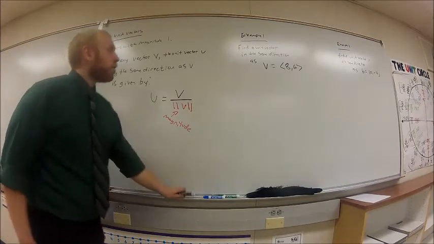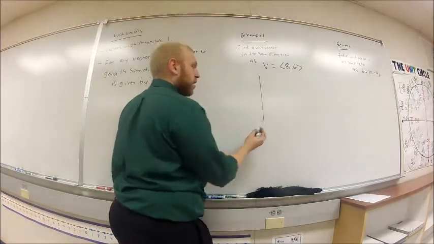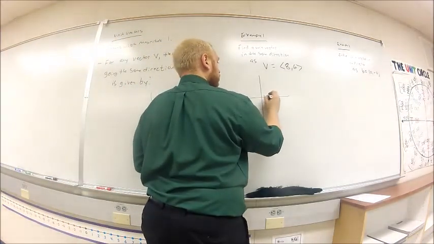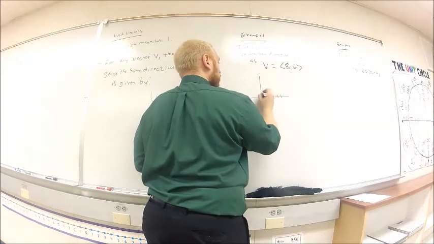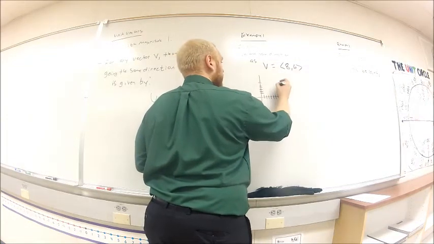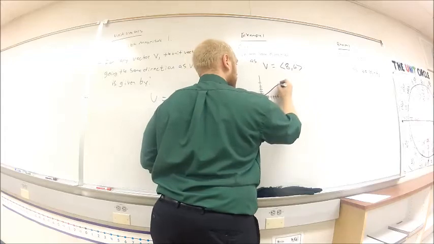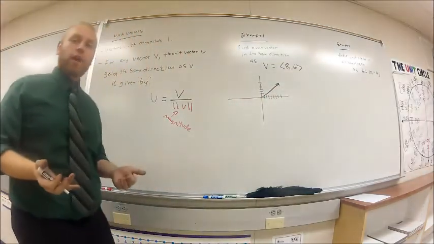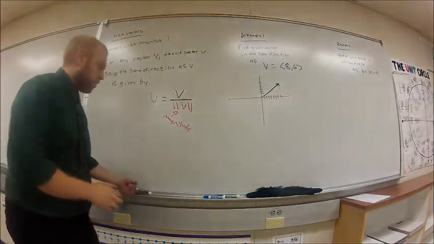First thing, go ahead and graph it. It's 8, 6. We can go out 1, 2, 3, 4, 5, 6, 7, 8, and up 1, 2, 3, 4, 5, 6. Now why am I doing this? A, to find the magnitude. Remember how we did that? We graphed it, we made a triangle, and we used the Pythagorean theorem. That's what helped us.